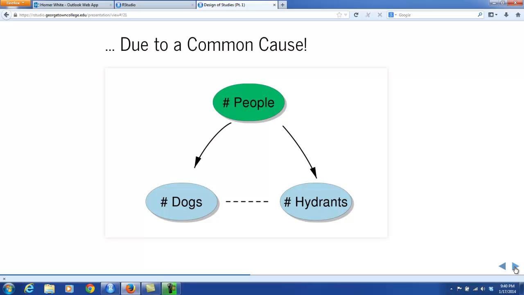In this case, the common cause could be described as the number of people in the town. That numerical variable causes the number of dogs. Why? Because when more people come to a town, since people tend to own pets, there end up being more dogs in town. But number of people also causes number of hydrants. The more people there are, the more houses there are, and therefore the more city blocks there are, and therefore the more fire hydrants there are on these blocks. This common cause is what produces the association that we saw in the scatter plot between the dogs and the hydrants.